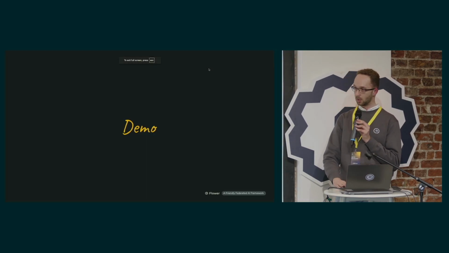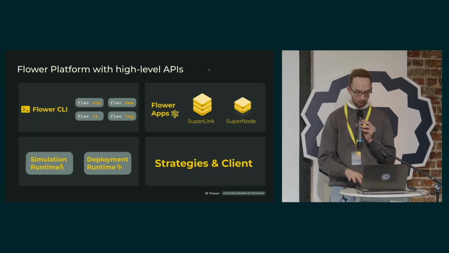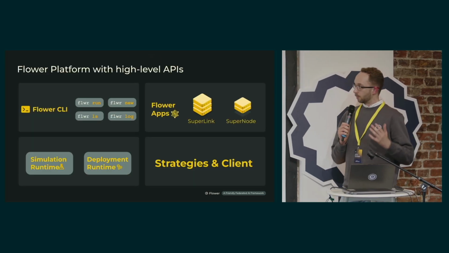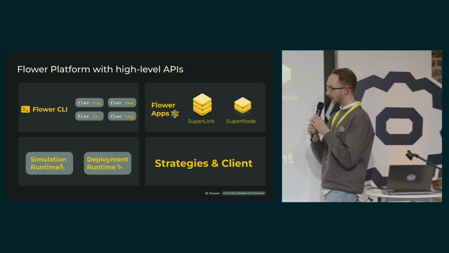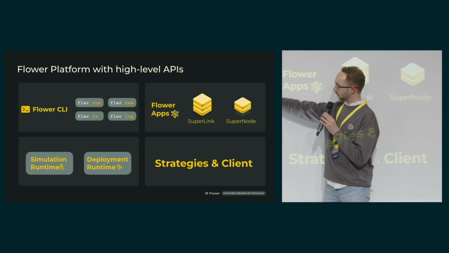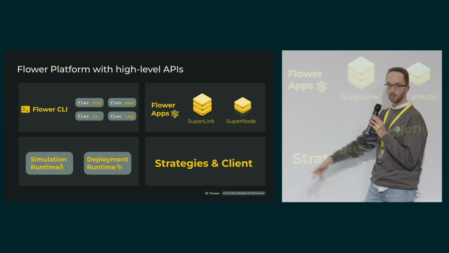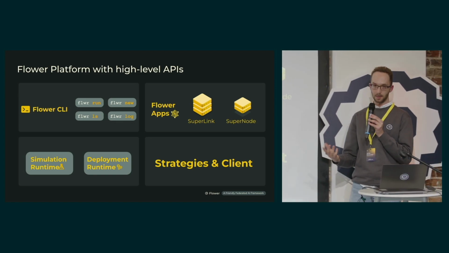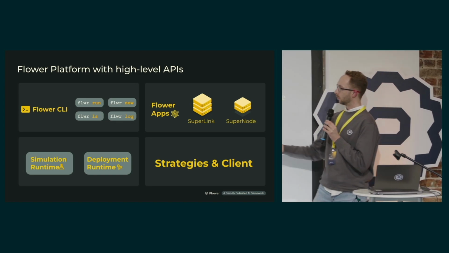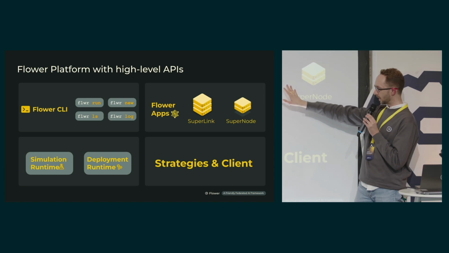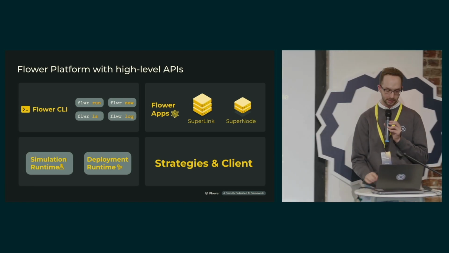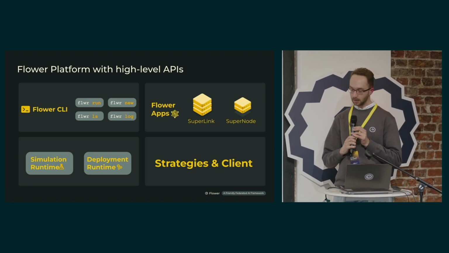So going back to the slides, that was a quick demo on how new components in Flower work. Putting everything together, we have the Flower CLI with commands that we have already seen, flwr new and flwr run, but there are many others like flwr ls, flwr log, flwr stop. You will learn more about them tomorrow morning. We have the Flower apps abstraction, the superlink and supernodes, and new simulation and deployment runtimes.